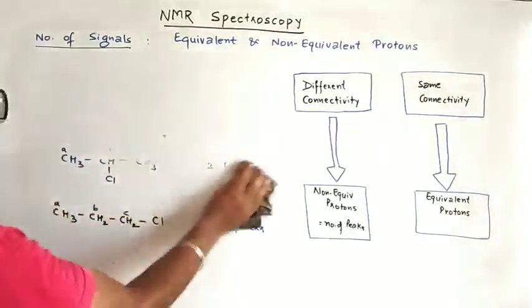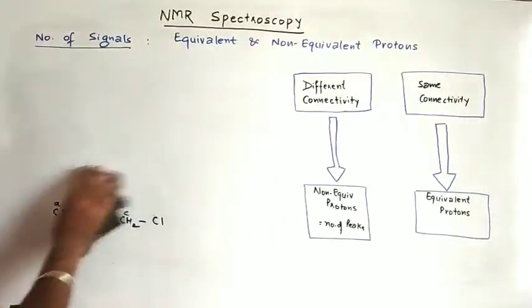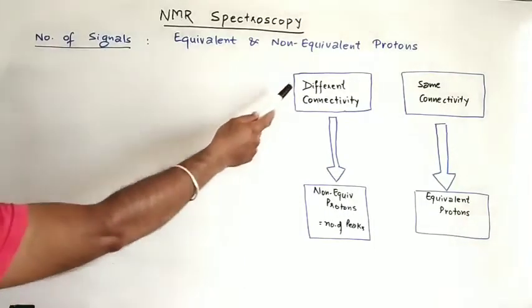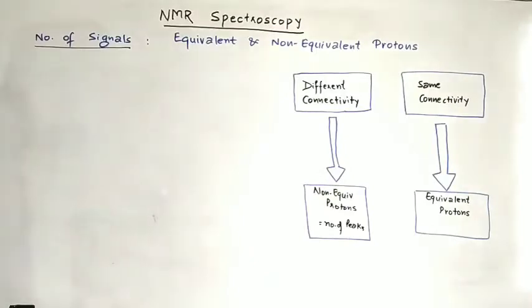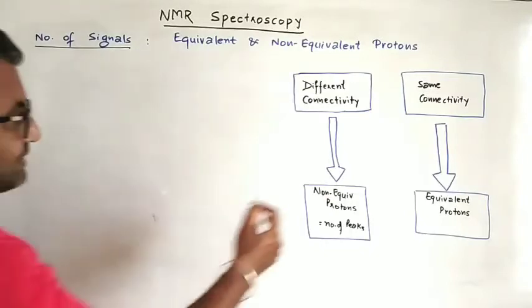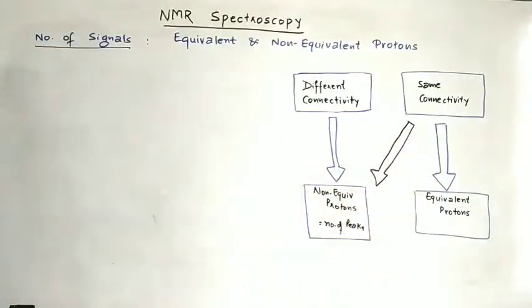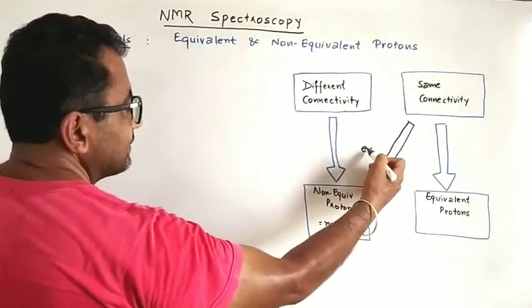Now there are some examples in which there are some exceptions. Exception means like different connectivity give non-equivalent protons, same connectivity give equivalent protons. But there are now some exceptions like same connectivity but non-equivalent protons. There may be some exceptions. You can see that the same connectivity, but non-equivalent. So this is an exception.